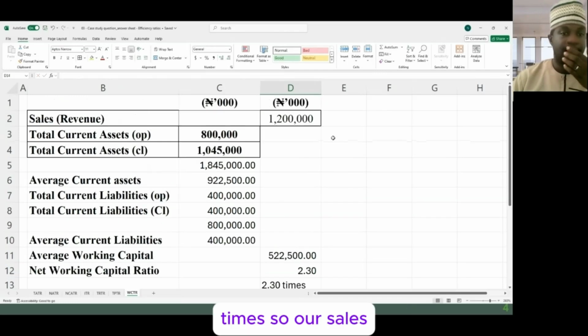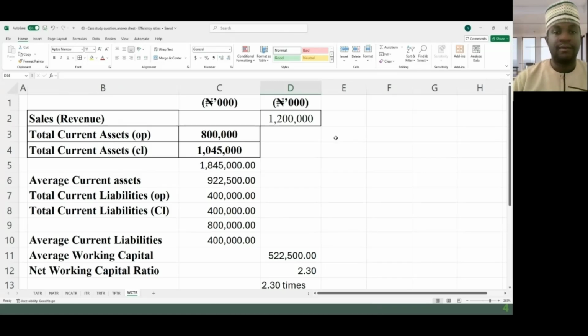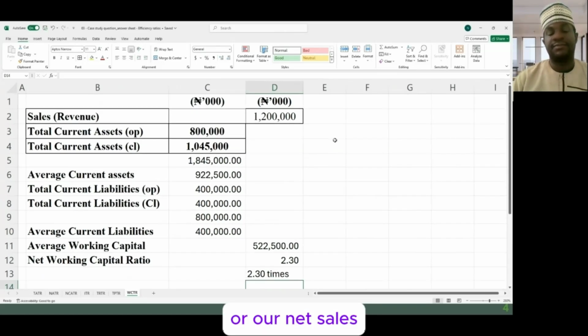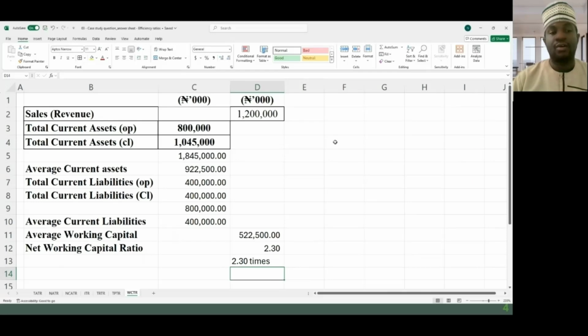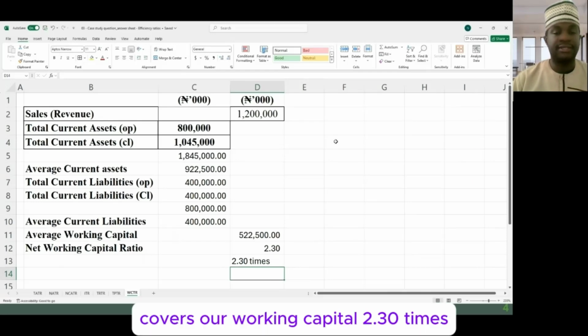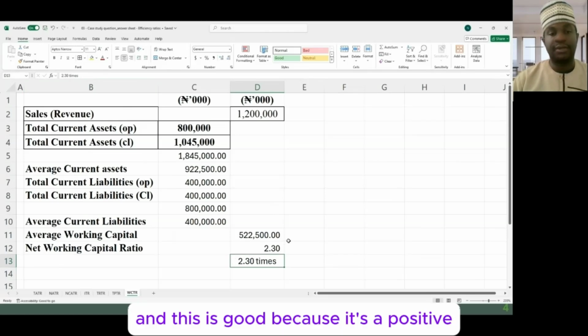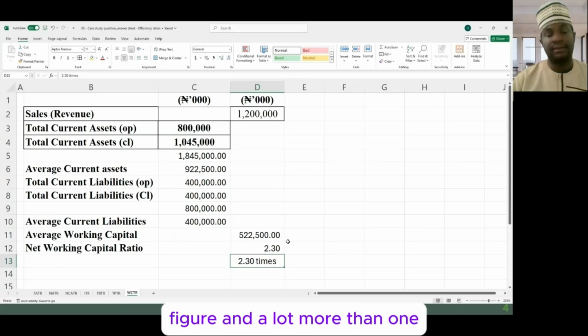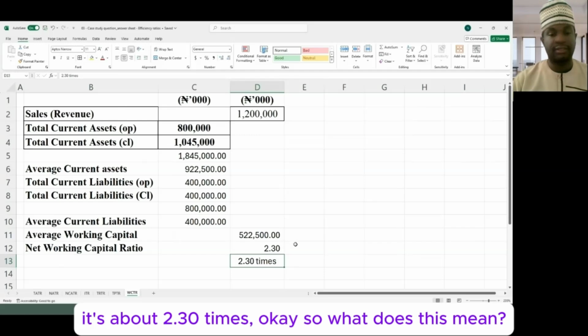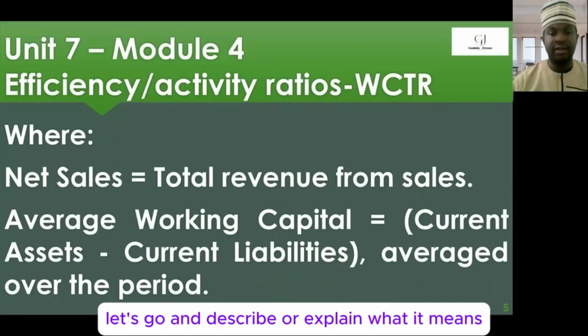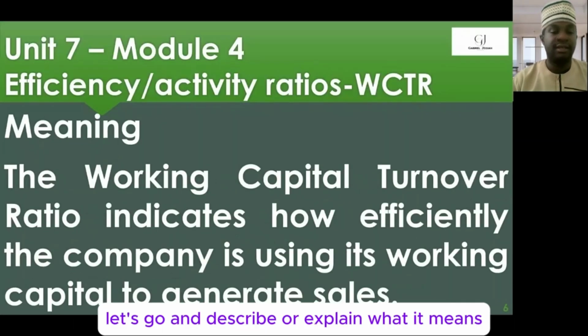So our sales or our net sales covers our working capital 2.30 times. And this is good because it's a positive figure and a lot more than 1. It's about 2.30 times. Okay, so what does this mean? Let's go and describe or explain what it means.